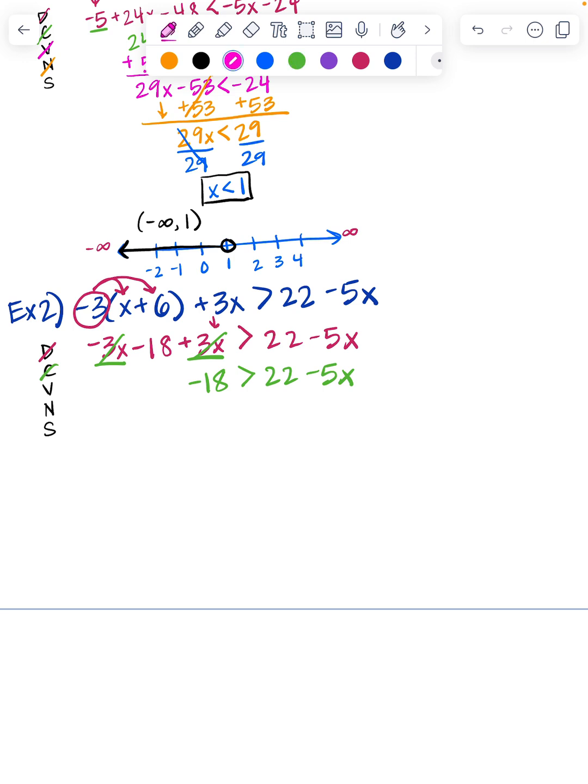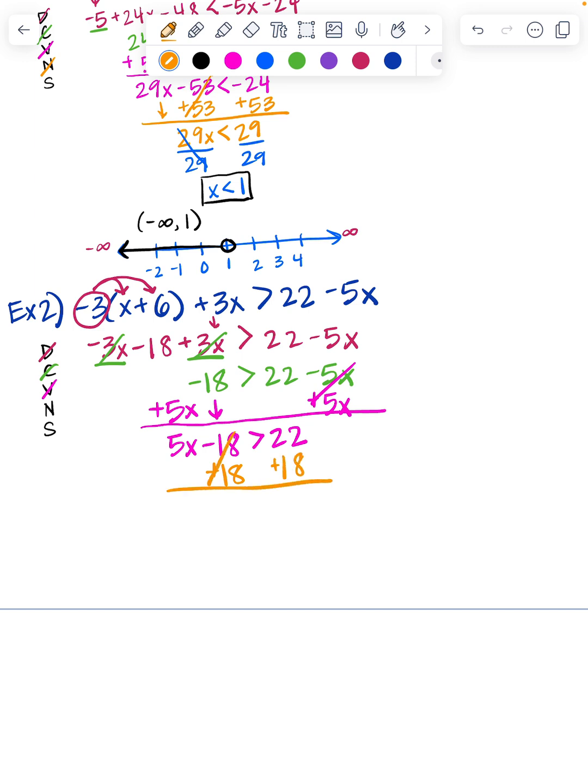Now I need to move the variable. So plus 5x on both sides. I always like the variable on the left side. So this becomes 5x. And remember, you cannot combine these two terms because they are not like terms. So we have 5x minus 18 is greater than 22. Now I move my constants to the right. Add 18. 5x is greater than 40.